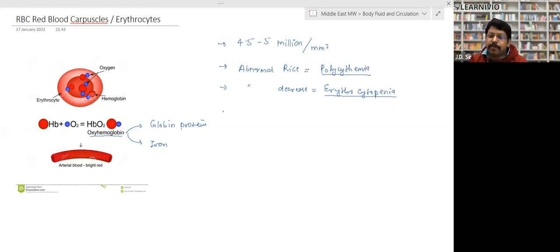Polycythemia is not that fatal or harmful for our body, but erythrocytopenia is really harmful for the body, right?